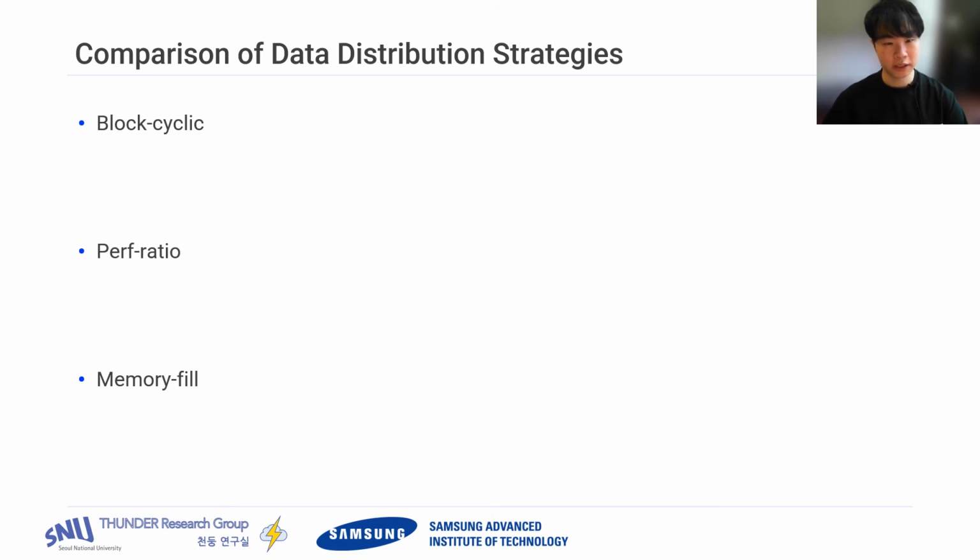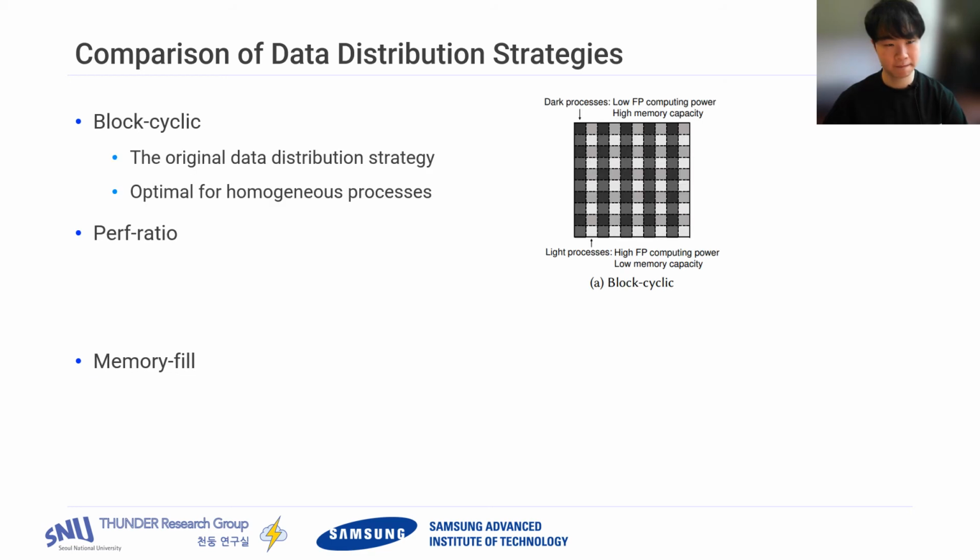We compare our data distribution generation method with three other strategies: block cyclic, perf ratio, and memory fill. Block cyclic is a baseline strategy as explained before. The figure at right shows an illustrative example of block cyclic data distribution in a logical view. There are two process columns, dark and light. Processes in the same column have the same floating point computing power and memory capacity. Dark processes have twice the memory capacity but half the floating point computing power compared to the light processes.